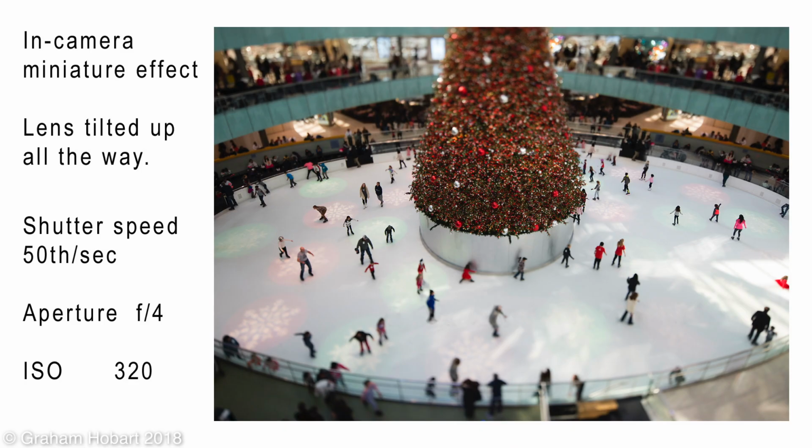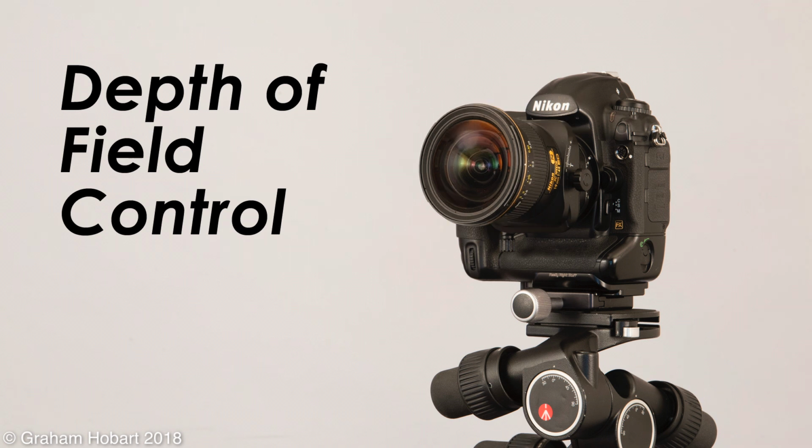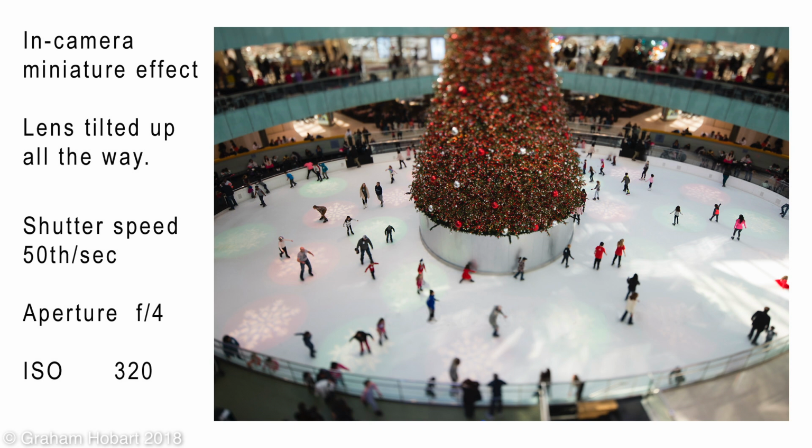And just as you can control depth of field maximizing it, you can also minimize it by reversing the effect. And in this particular case, I tilted the lens all the way up, and even though this is a large ice rink, it appears to have been a model photographed close up, giving a shallow depth of field.